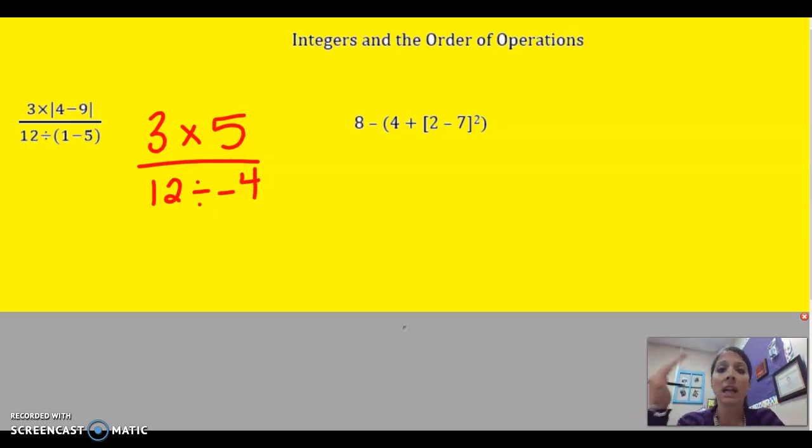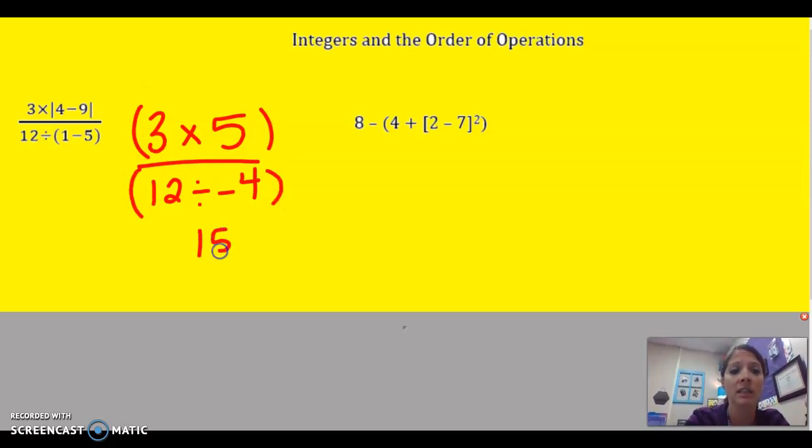Okay, so now when I have something that's written as a fraction, I need to solve everything on the top and everything on the bottom. I'm going to put parentheses around them. So then I end up with 15 over a negative 3, which I can divide out, and I get a negative 5.